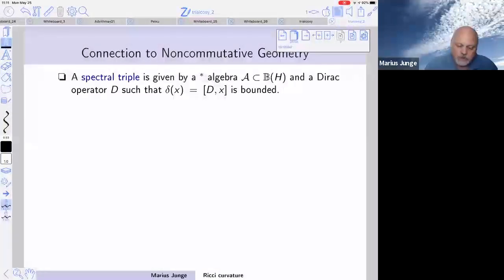So, connection to non-commutative geometry. Non-commutative geometry is given by a spectral triple. A spectral triple is given by some algebra, some operator, and then an inclusion of A into some bounded operators on a Hilbert space, right? And the derivation is just given by this commutator. That's the link, right?